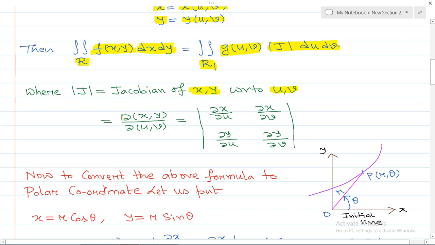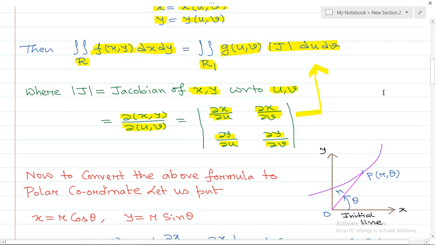So how to calculate the Jacobian? That is del(x, y) upon del(u, v). All of you know the formula of the Jacobian is the determinant of the matrix with entries del x del u, del x del v, del y del u and del y del v. Using this Jacobian formula we can calculate the Jacobian of x, y with respect to u, v, and thereafter we have to substitute this Jacobian value in the transformed integral to get the formula.